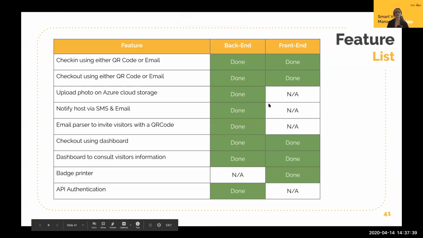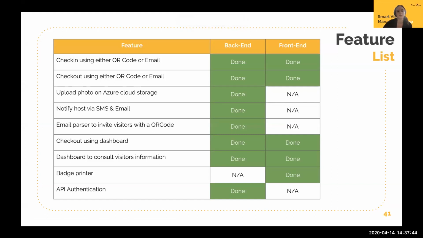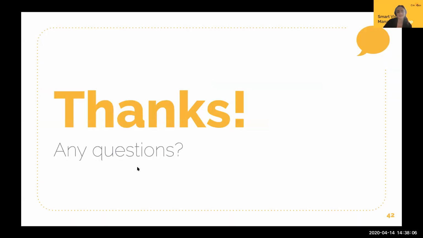So to finish us off, in conclusion, our application is fully functioning and it works with QR code or email to check in and check out. We have photo storage through Azure Cloud Storage. We can notify the host by SMS or email that their visitor has arrived, and we can send a QR code invitation using our parser. You can check out on the dashboard, and you can also use the dashboard to consult visitor information like a catalog. And we can print a badge. And yeah, that's it. Thanks. Any questions?